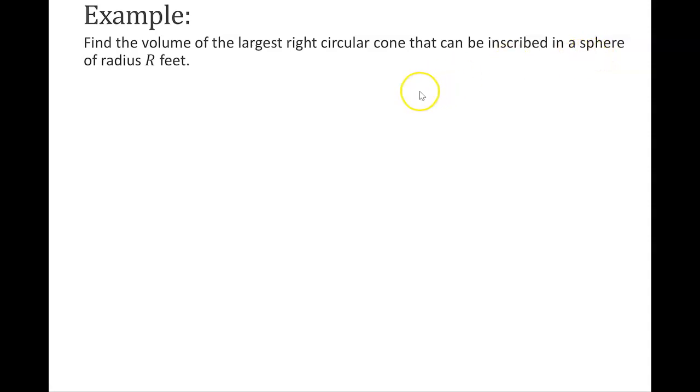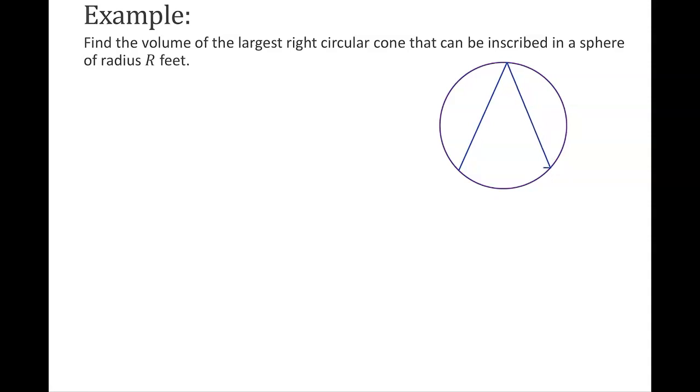But what we're going to do instead is draw a two-dimensional version of this, where I imagine I'm looking at it from a side view. A side view of a sphere would look like a circle. And if a cone was inside of that circle, it would look like a triangle. So I'm going to sketch this triangle inscribed inside of a circle, because that represents the cone that's inside of the sphere. Okay, so just a quick two-dimensional image.